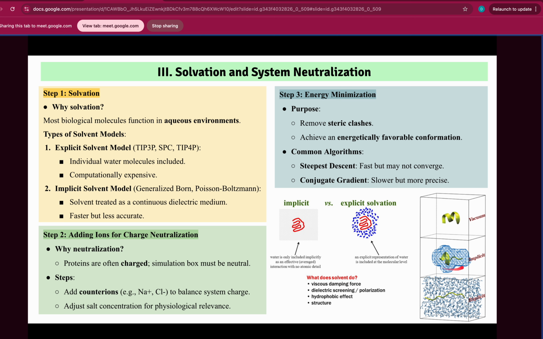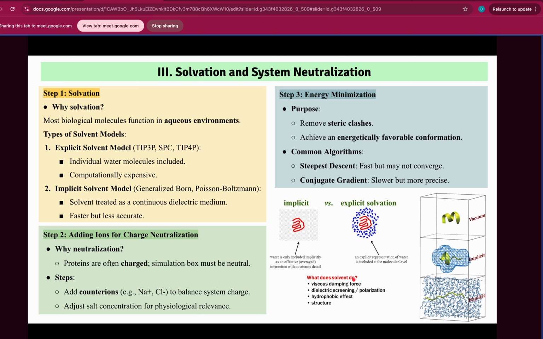In this case, the entire water acts as a medium. Instead of considering each and every water molecule, you consider it as a medium. You do not perform calculations on individual water molecules. In that way, this is quite quick, but it is less accurate. So we need to make a balance. Depending on our conditions, we select any one of the solvent models. In implicit solvation, water is only included implicitly as an effective or averaged interaction with no atomic details, whereas in explicit solvation, the representation of water is included at the molecular level.